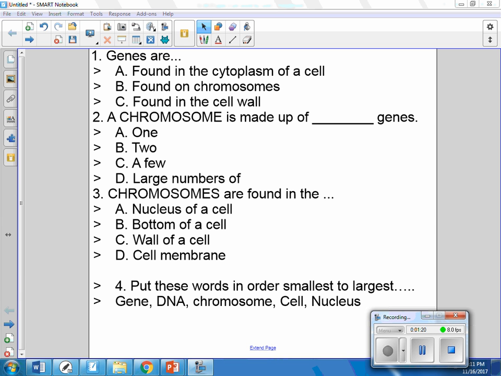The extra credit Gattaca is due on December 1st. So if anybody is interested in doing the Gattaca assignment, it's due on December 1st, so you have a long time to get that done. The Gattaca assignment is the movie based on genetics, and you watch the movie and you answer the questions.